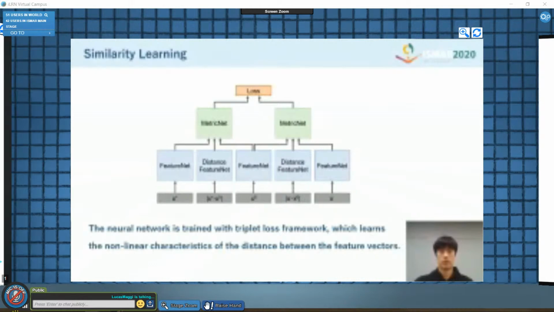So far, we have obtained samples from the user survey and defined the feature vector that characterizes a placement in an indoor scene. Next, we develop a neural network that learns the nonlinear characteristics of the similarity between two placements. The neural network is trained with the triplet loss framework, which learns the similarity between input features in a supervised way.